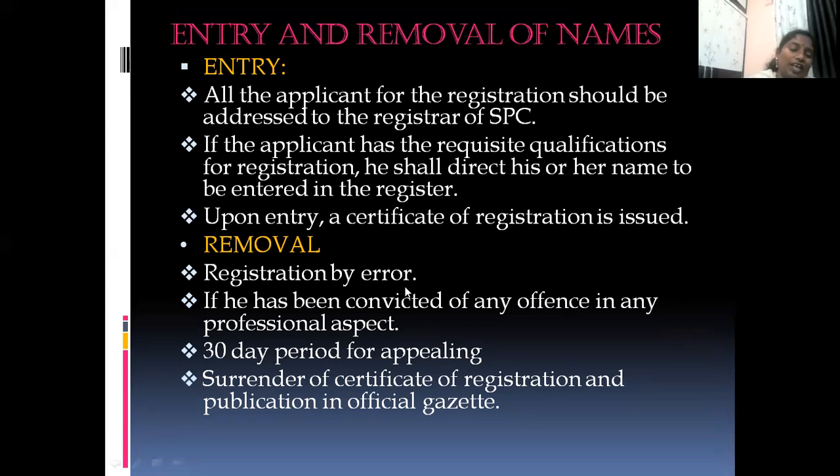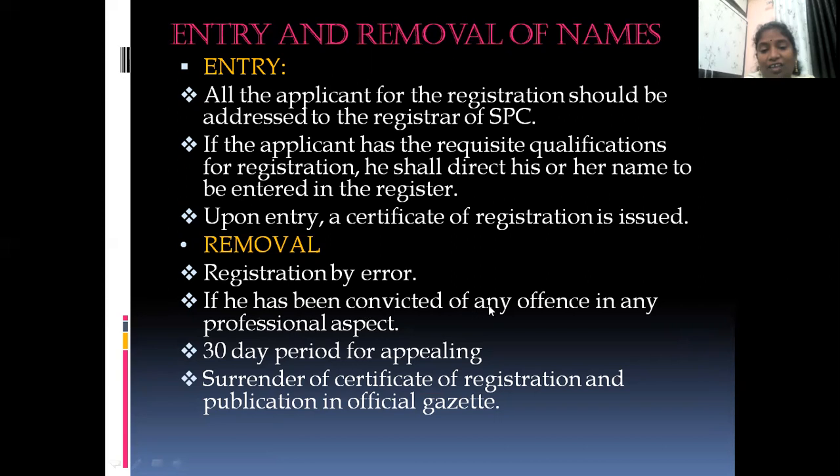So, registration by error. See, if the applicant has any name mistakes, meaning any alphabet missed or the name wrongly printed, meaning they registered wrongly, then they can remove their names. Okay, after a 30-day period he can appeal again.